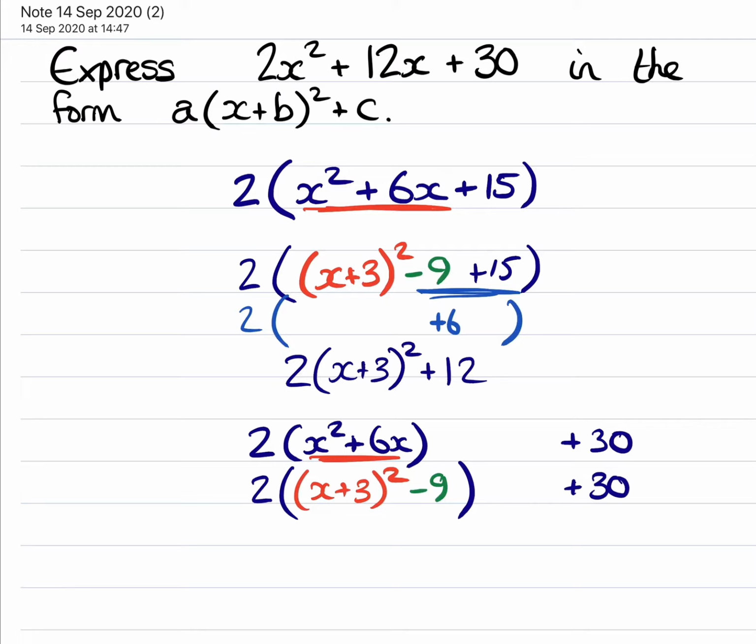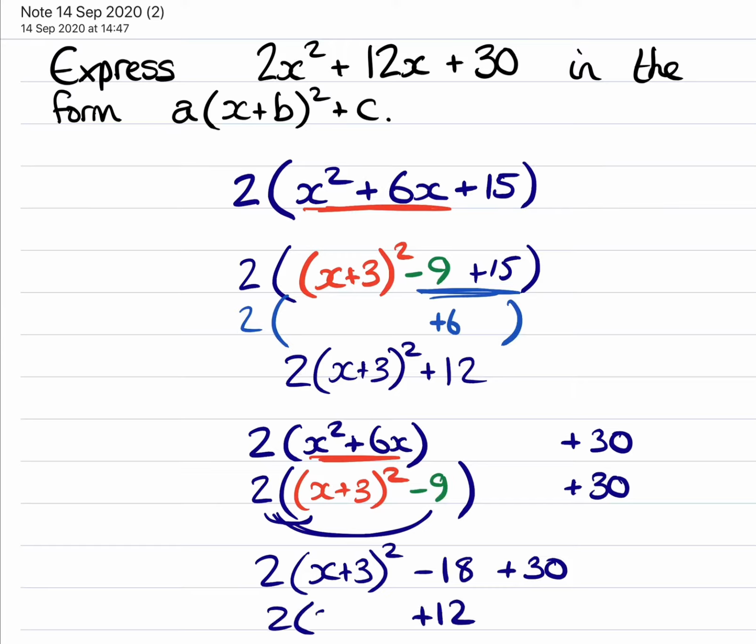For the other one, when we break out this dark blue bracket, we write a 2 in front of that red bracket, or 2 in front of that x plus 3 all squared, just like we did with the other one. And then that 2 times the minus 9 gives you a minus 18. Then you deal with that 30 on the outside, and that will give you a plus 12 on the end. Same answer either way, 2 different ways of completing the square with the a in the front.